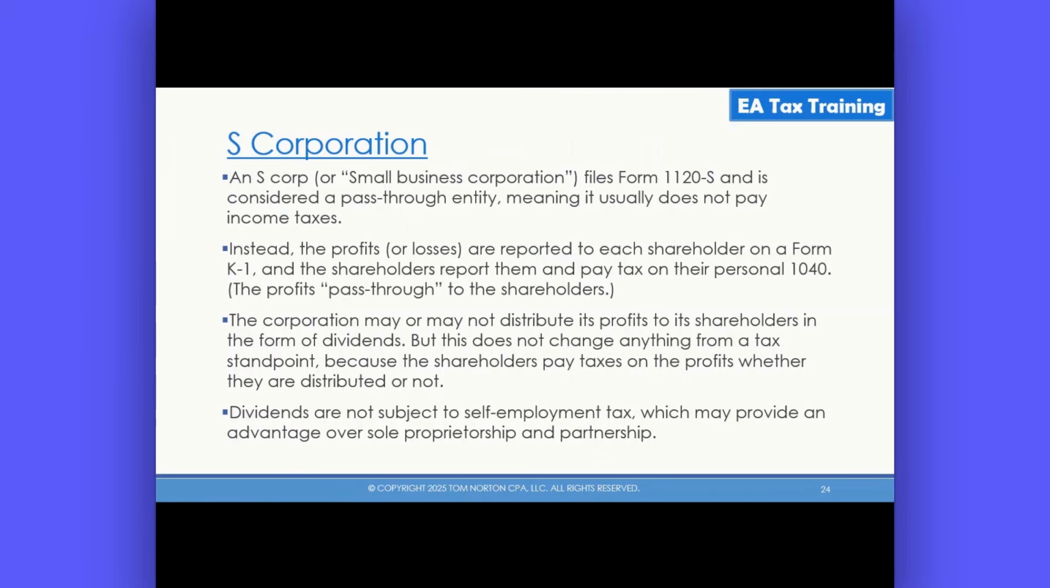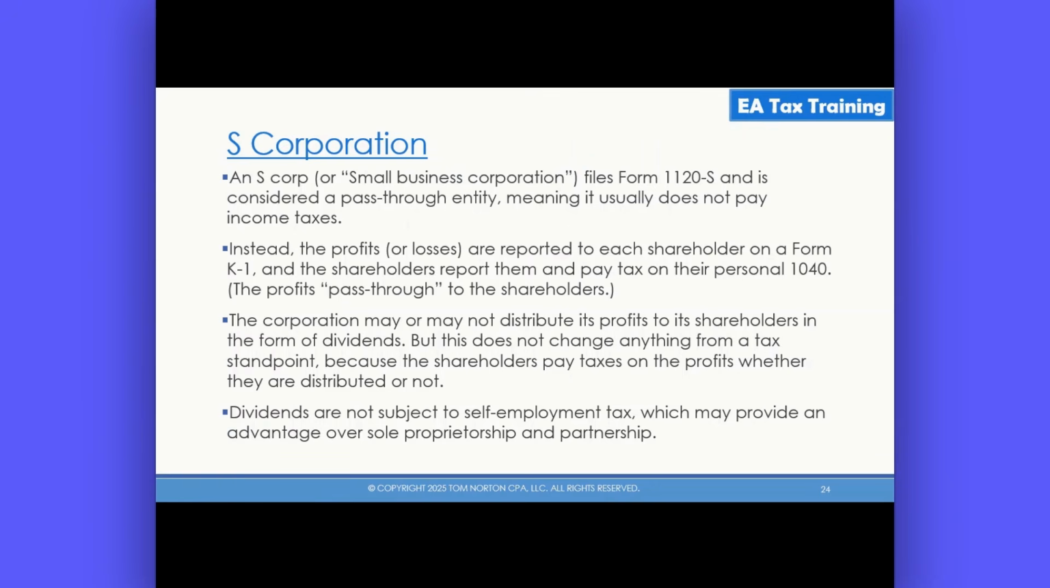Now let's talk about an S corporation. So this is also called a small business corporation. They file their return on a Form 1120S. So the 1120 is for the C Corp, the 1120S is for the S Corp. And they are considered a pass-through entity, meaning they usually do not pay income taxes.